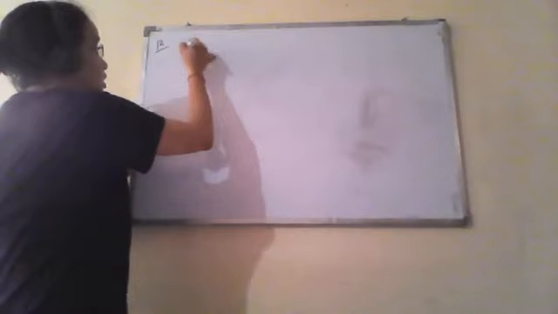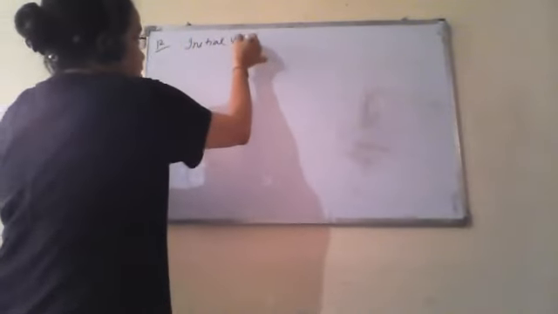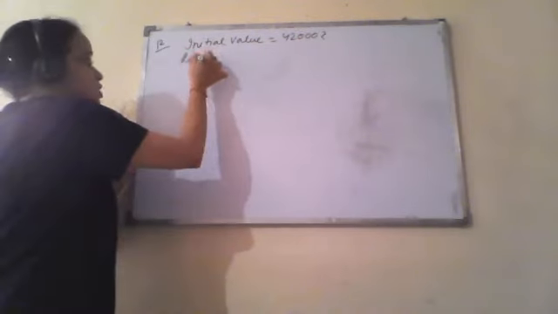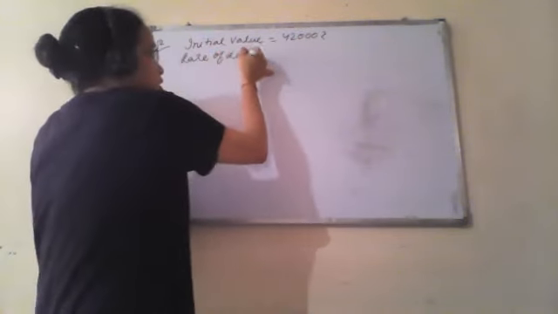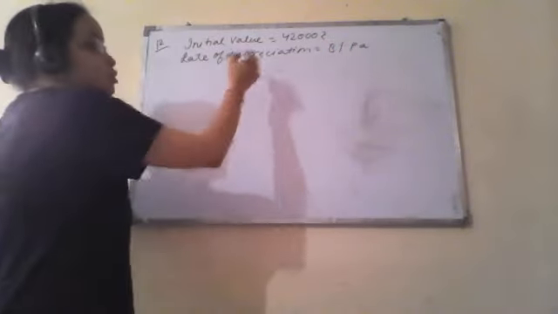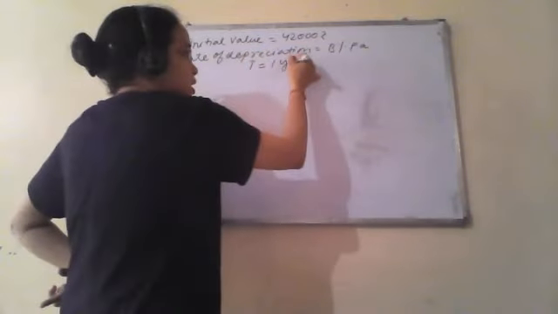Question number 12. A scooter was bought at rupees 42,000. Its value depreciated at the rate of 8% per annum. Find its value after 1 year. Now its initial value was 42,000. The rate of depreciation, that means its value is decreasing, is 8% per annum. Now we have to calculate at the end of 1 year, so the time period is 1 year.